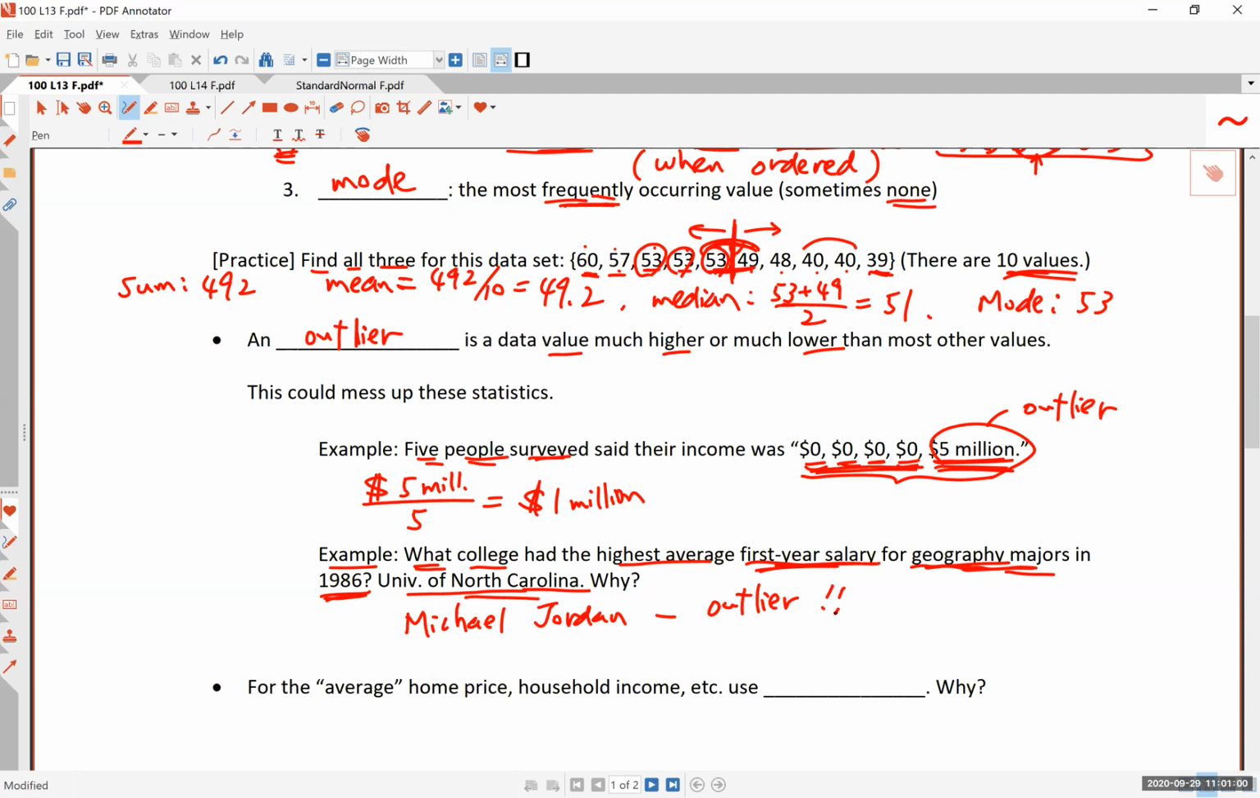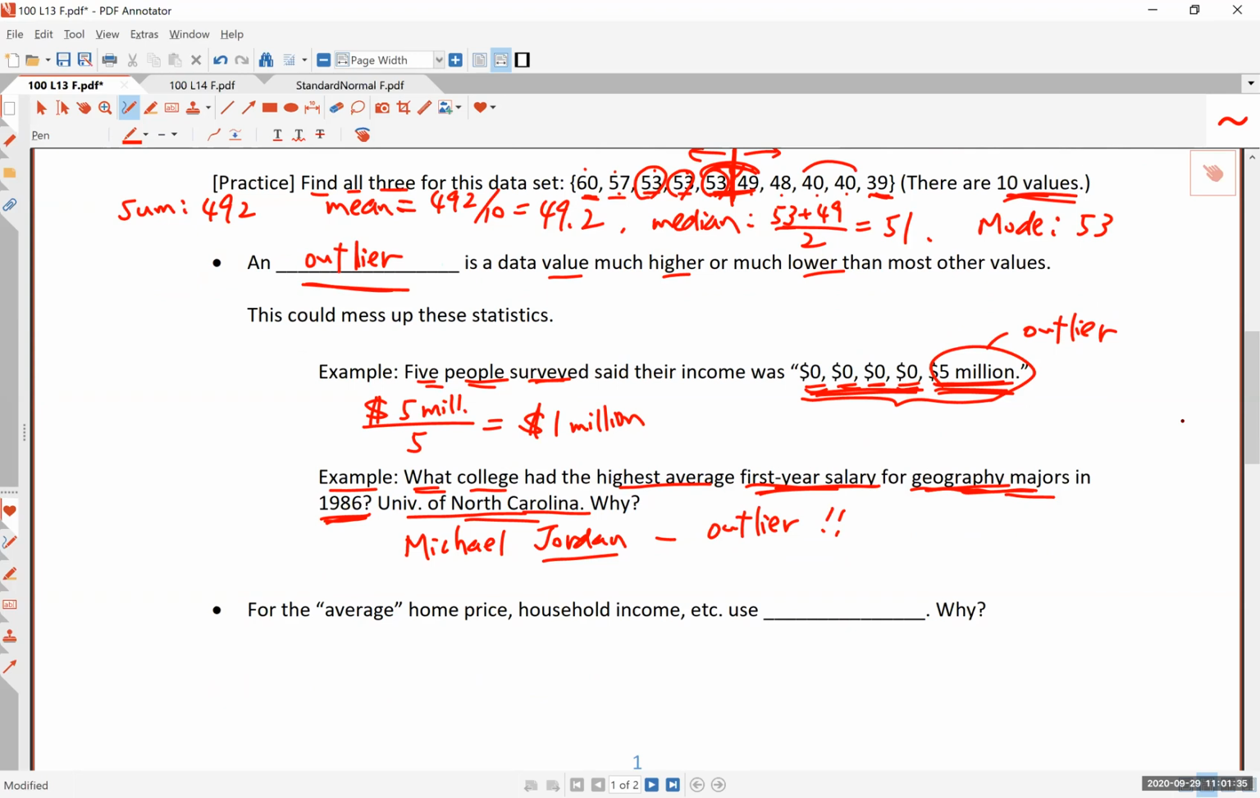But again, the statement expressed here, the University of North Carolina did have the highest average first year salary among the geography majors in 1986. That is a correct statement. It's very misleading, right? Especially because this one person did not make money out of geography. He was just paid by the NBA. But is this a good measure? Right? So the point is, be aware of outliers. Outliers could change the mean value tremendously.